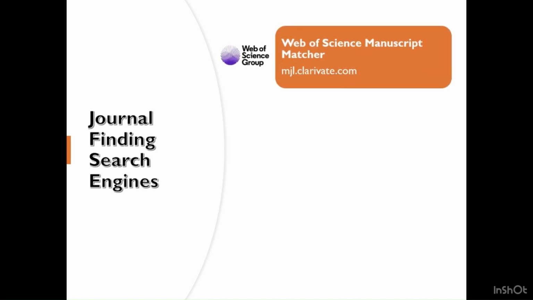So let's take a look at some of the journal finding search engines. The first one was actually developed by Web of Science, and it's called Web of Science Manuscript Matcher. It's mjl.clarivate.com. MJL stands for Master Journal List. Here you will find only the journals that are indexed by Web of Science. And usually the journals that are indexed by Web of Science are very strong journals, journals that are very impactful, because Web of Science is very selective when they index journals in their databases.